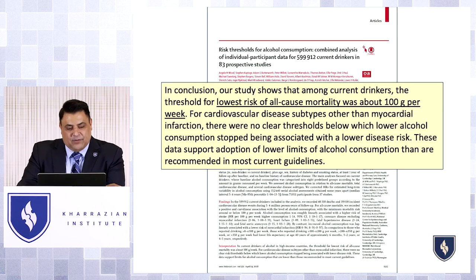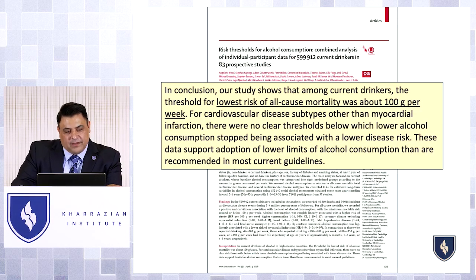Okay. In conclusion, this is another paper looking at close to 600,000 subjects. In conclusion, our study shows that among current drinkers, the threshold for lower risk of all-cause mortality was about 100 grams per week. For cardiovascular disease subtypes other than myocardial infarction, there were no clear thresholds below which lower alcohol consumption stopped being associated with lower risk of disease. The data did support lower limits of alcohol consumption than are recommended in most current guidelines.